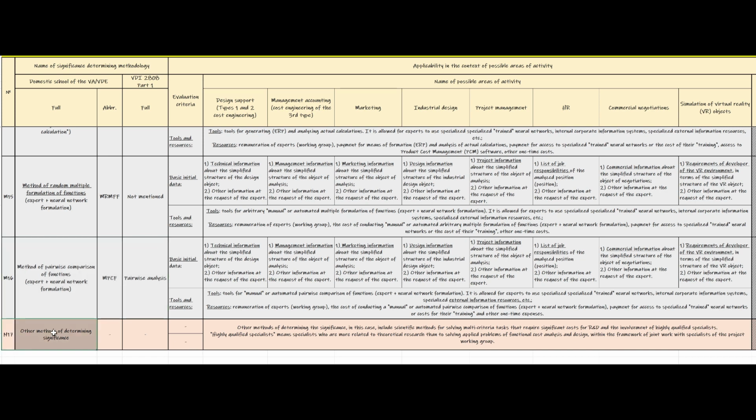M17. Other methods of determining significance. Other methods of determining significance in this case include scientific methods for solving multi-criteria tasks that require significant costs for R&D and the involvement of highly qualified specialists. Highly qualified specialists means specialists who are more related to theoretical research than to solving applied problems of functional cost analysis, value analysis, and design engineering within the framework of joint work with specialists of the project working group.